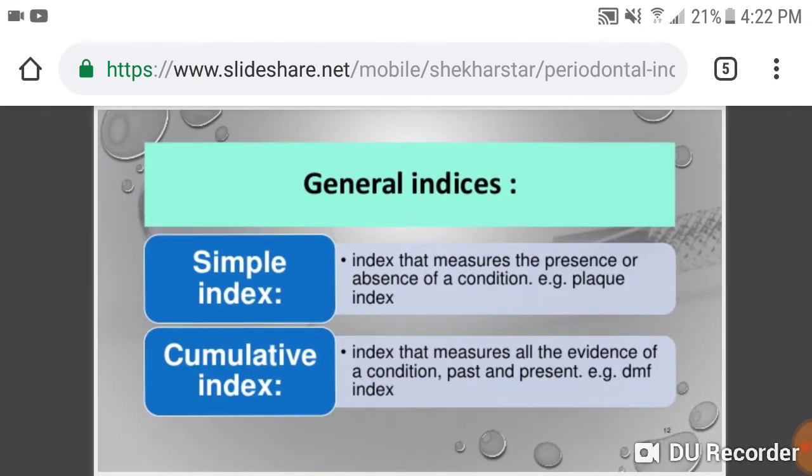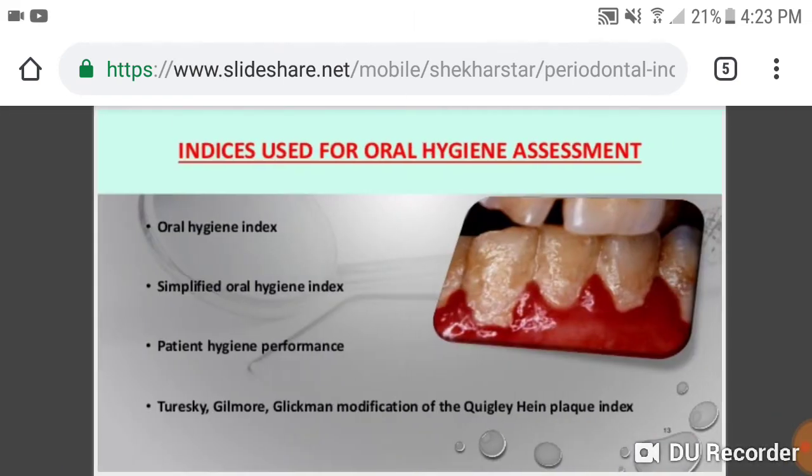General indices. Simple index: an index that measures the presence or absence of a condition. Example, plaque index. Cumulative index: an index that measures all the evidence of a condition, past and present. Example, DMF index. D for the DMF measures the present. Missing measures past. Then filled also measures past.